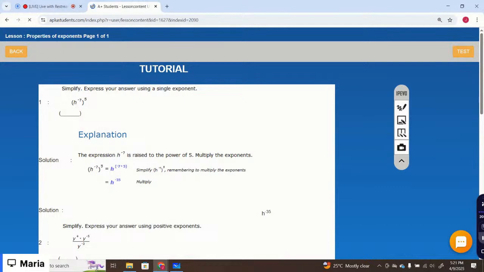Simplify h exponent negative 7 exponent 5. When we have more than one exponent, you have to multiply the exponents, because one exponent is raised to the power of the other exponent. So that is negative 7 times 5. 7 times 5 is 35. So that is h exponent negative 35.